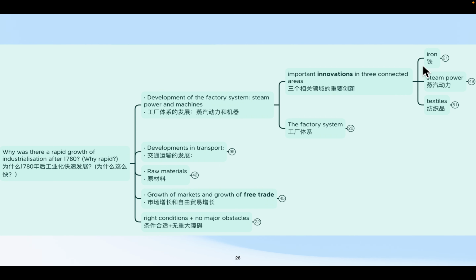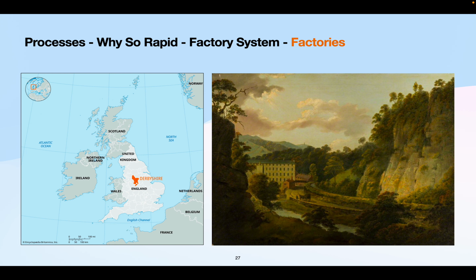And those three together spark even more industries: tool making, railways and canals, mining, construction, and beyond. All of it fits inside the growing factory system. A factory put scattered tasks together under one big roof.